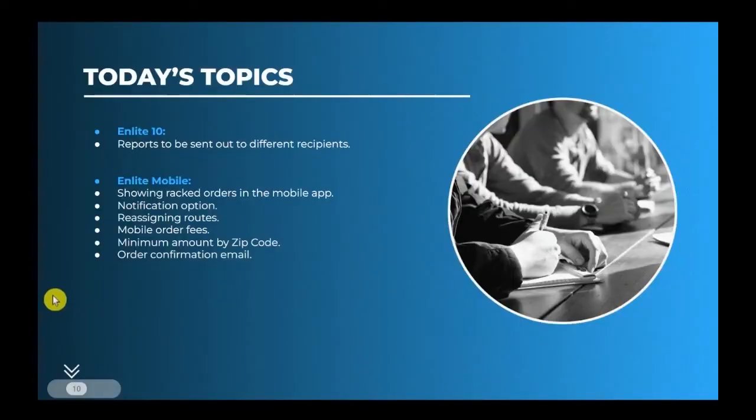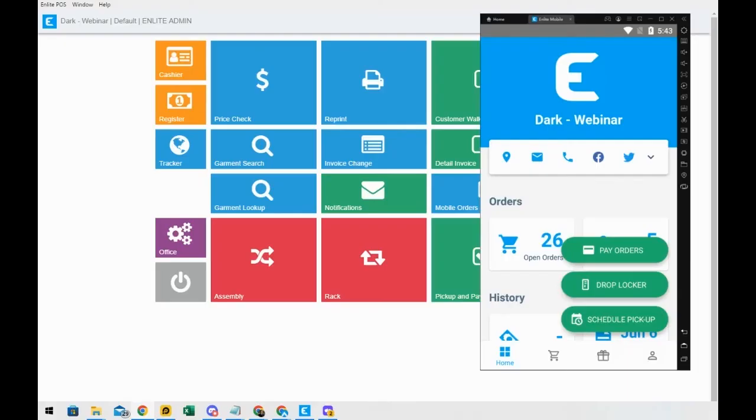Moving forward to our next topic, minimum amount by zip code. We can configure Enlight Mobile to add a minimum amount to each order. We can either add a minimum amount that's general for all the orders or a minimum amount per zip code. So depending on the zip code, it will add a different amount.